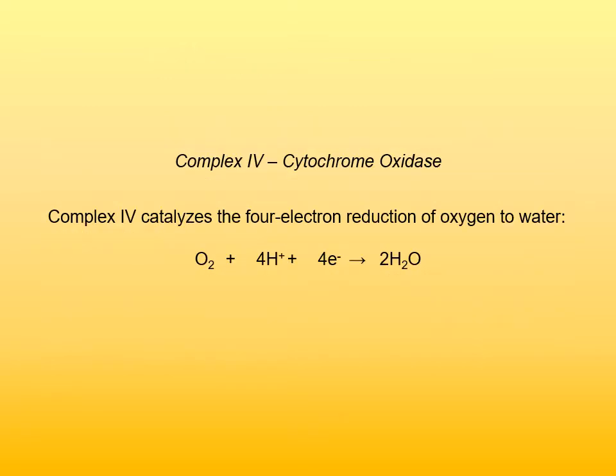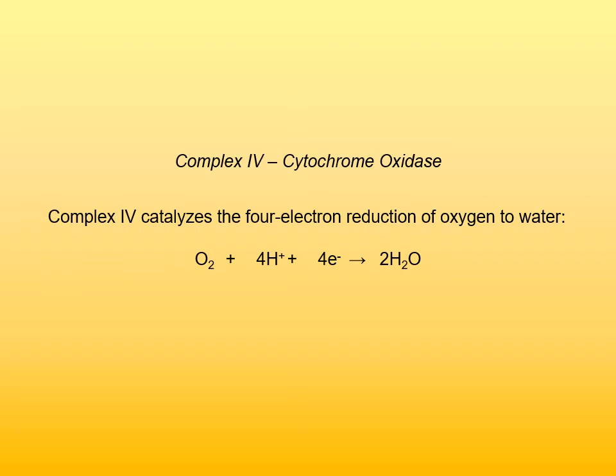Complex 4 is cytochrome oxidase complex, and it catalyzes 4-electron reduction of a molecule of oxygen to water. So a molecule of oxygen plus 4 protons and 4 electrons gives 2 molecules of water. It is a membrane-spanning complex and may contain between 6 and 13 subunits, depending on the species. It also contains the heme iron atoms of cytochromes A1 and A3 associated with 2 copper atoms. Cytochrome A is associated with copper A atom, and cytochrome A3 is associated with copper B atom.